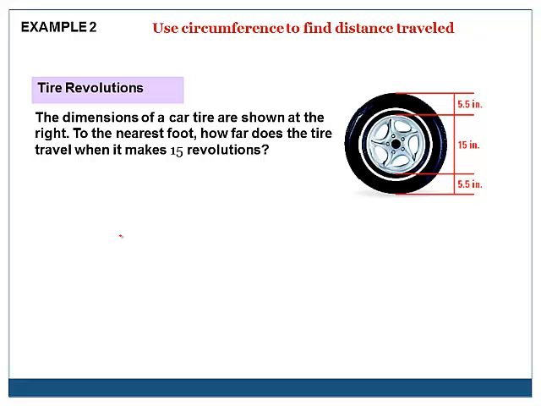Moving on to example 2, we're looking at tire revolutions. The dimensions of a car tire are shown at the right. To the nearest foot, how far does a tire travel when it makes 15 revolutions? To solve this problem, I'm going to look at the tire. What I see here are 3 different measurements, and together they give us the entire diameter of our tire. So I want to take all of these measurements and add them together. After we add those together, we should get 26 inches.